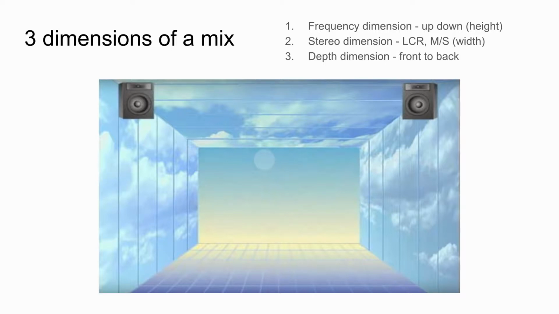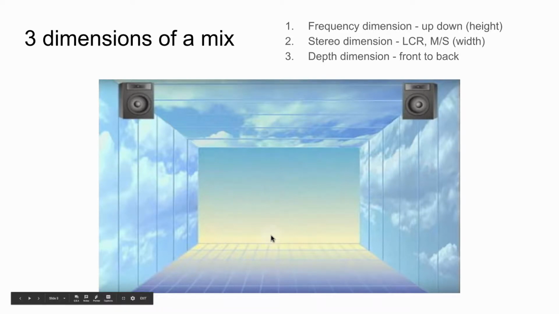So the 3 dimensions of the mix, you have the frequency dimension or the spectral dimension, and that's just going to be up to down or top to bottom, right? So you have the low frequencies down here, you have mid frequencies and high frequencies. Then you have the stereo dimension, which is the left and the right speaker, but you have left, center, and right. And then you can also divide the stereo dimension into mid and side. Okay, the mid and sides. And then you have the depth dimension, which is front to back.